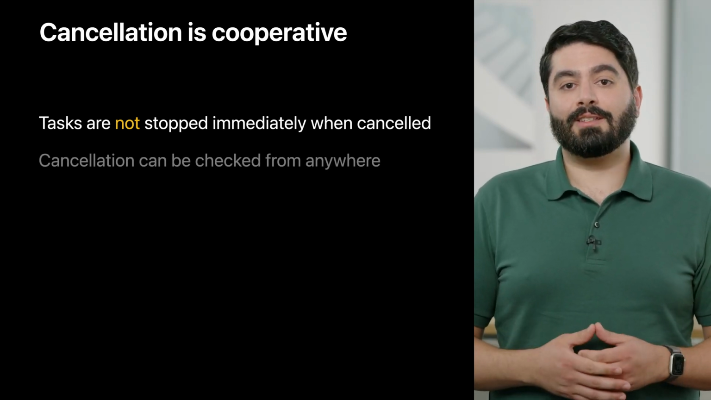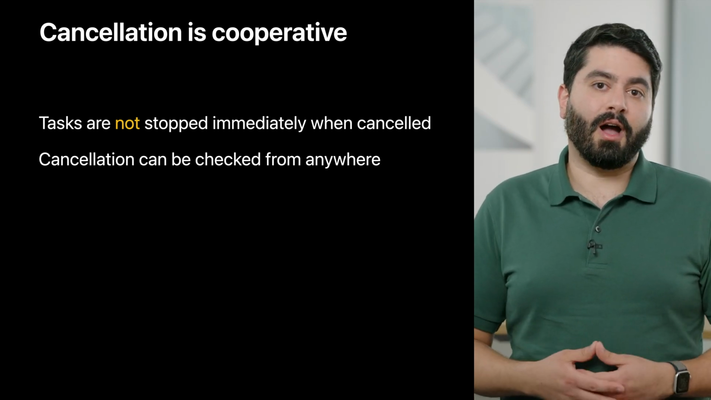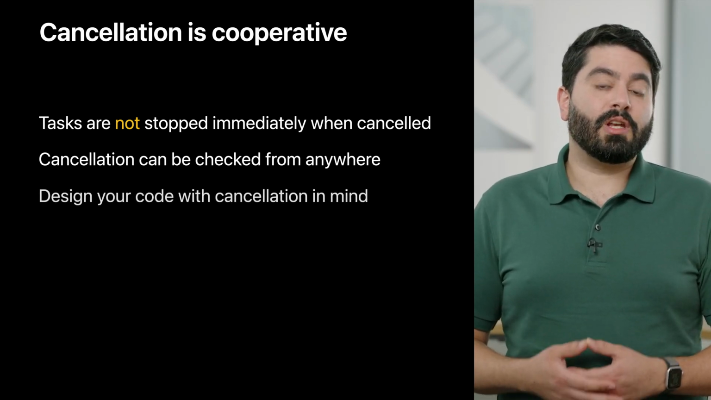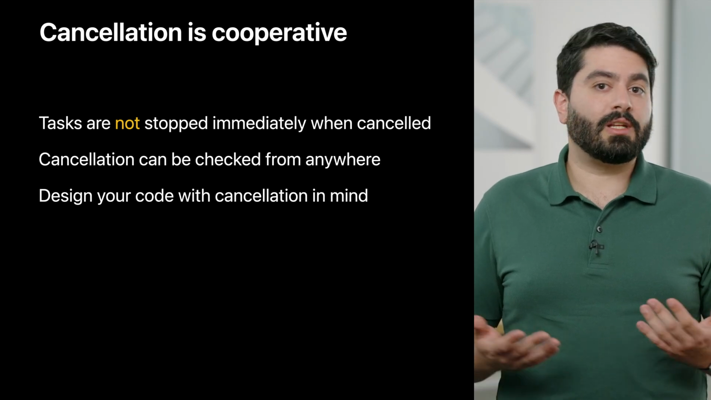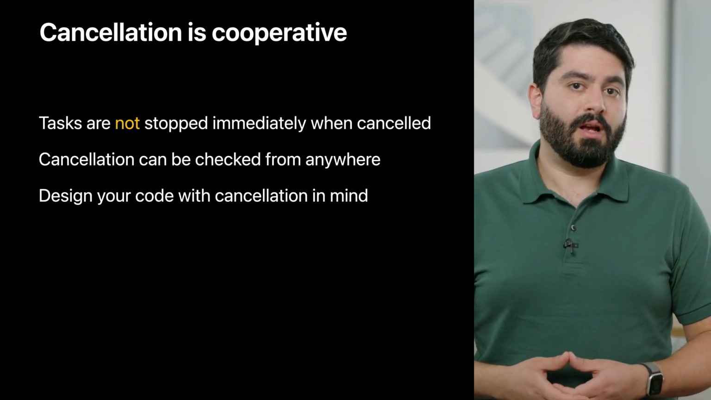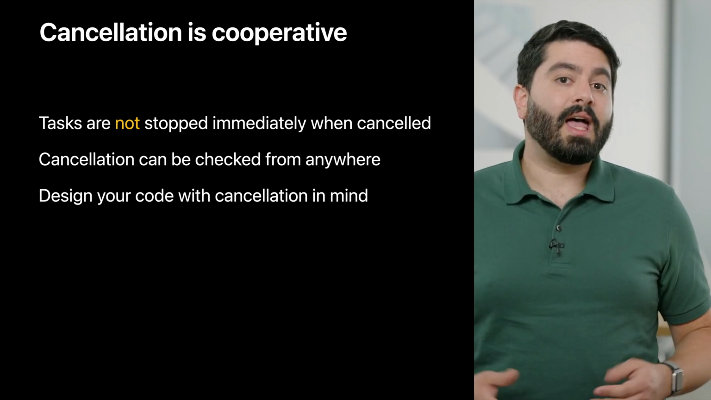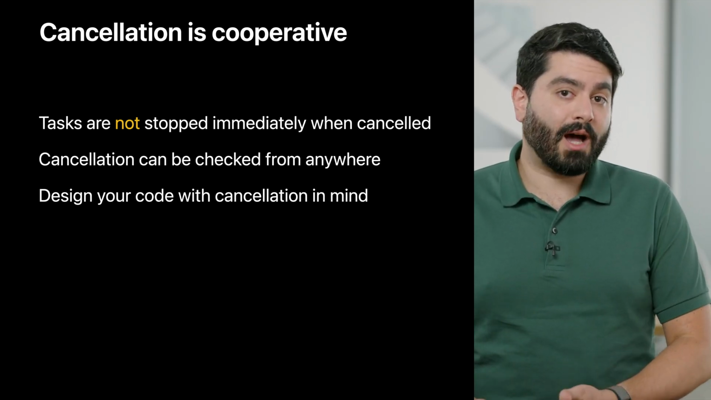You can check the cancellation status of the current task from any function, whether it is async or not. This means that you should implement your APIs with cancellation in mind, especially if they involve long-running computations. Your users may call into your code from a task that can be canceled, and they will expect the computation to stop as soon as possible.